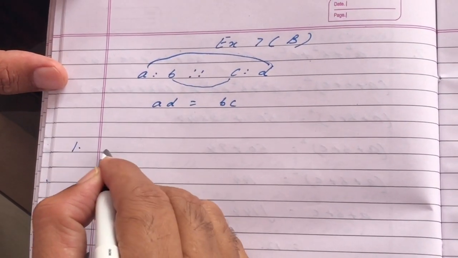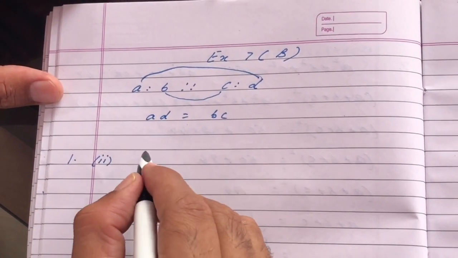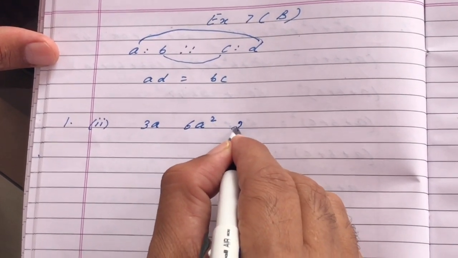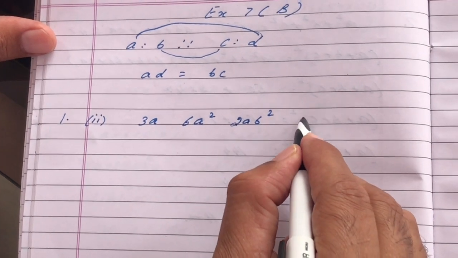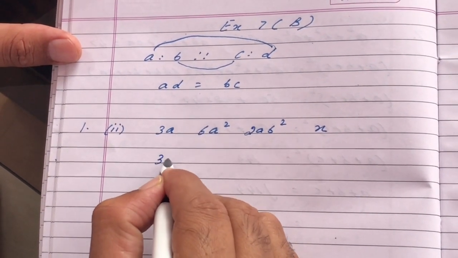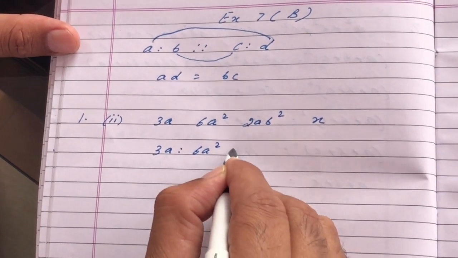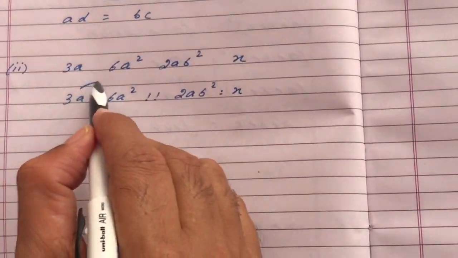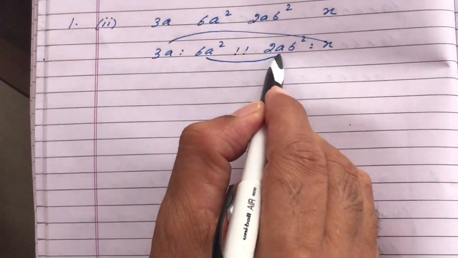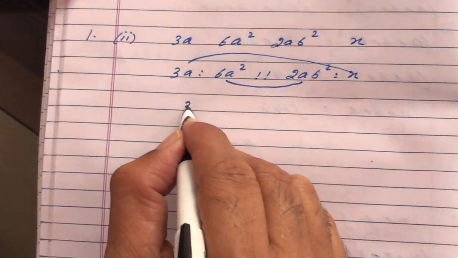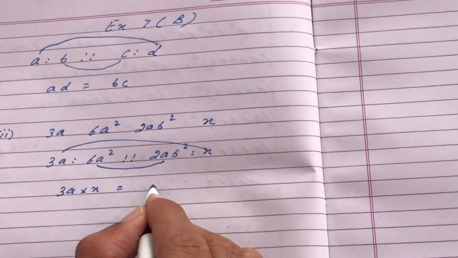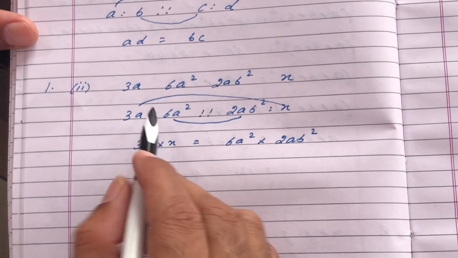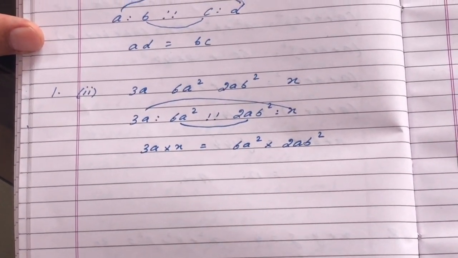Question number 1, part 2. Find fourth proportion to 3a, 6a square, 2ab square. Let fourth proportion be x. Then 3a ratio 6a square is equal to 2ab square ratio x. The product of extremes is equal to product of means. 3a into x is equal to 6a square into 2ab square.